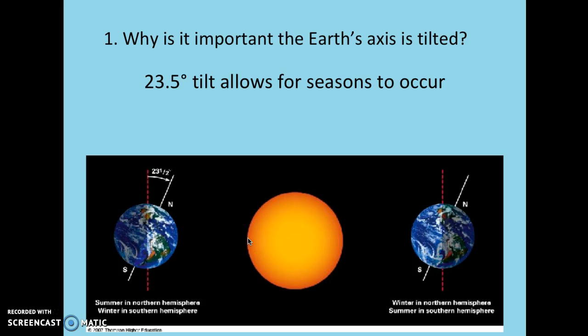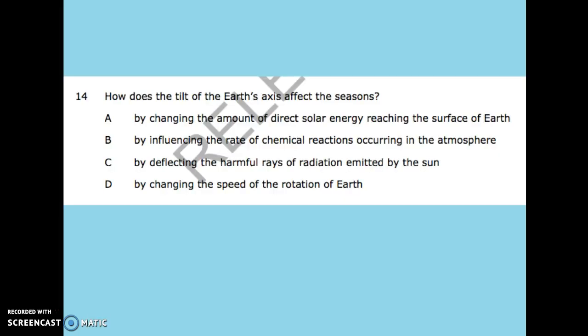So why is it important that the Earth's axis is tilted? It's important to us because it allows for the seasons to occur. That tilt of the Earth is going to enable us to have different amounts of access to sunlight and heating. So that differential heating is going to cause the seasons.